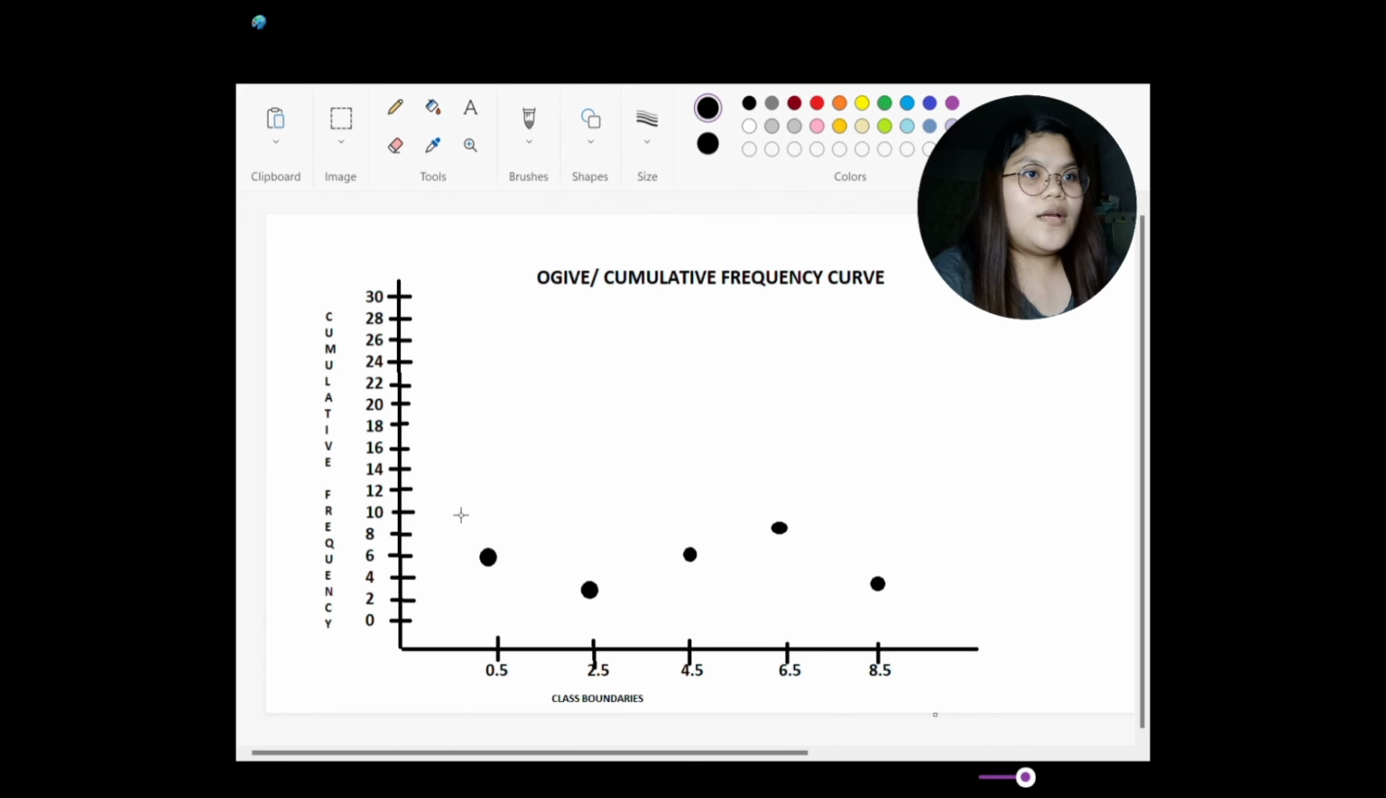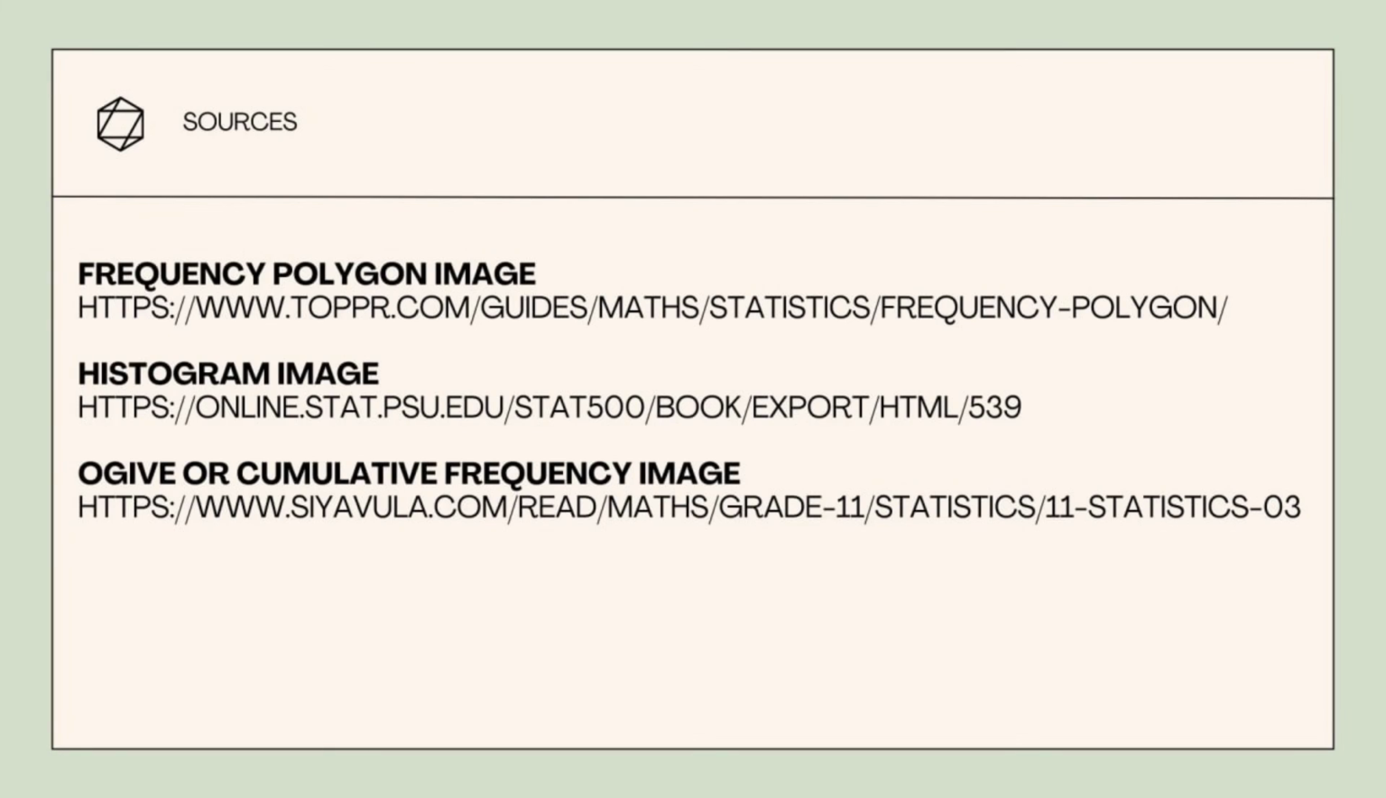After you put the dots for the cumulative frequency and class boundaries, you can connect all of them, so this is the ogive or cumulative frequency graph.